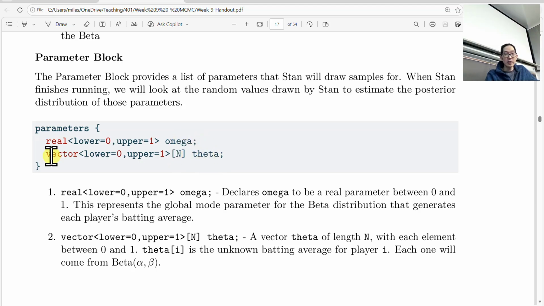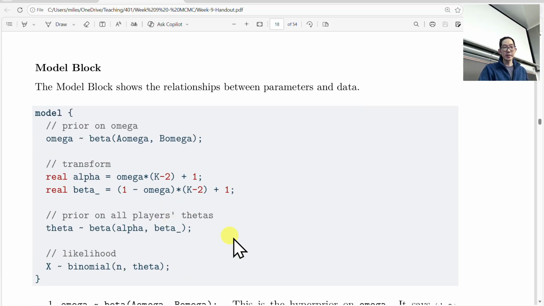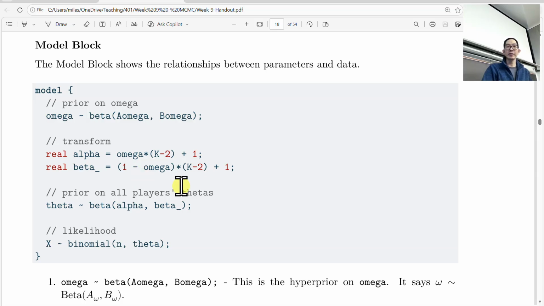Theta itself is a vector because we've got 8 different values here. So we're going to look at the random values drawn by Stan to just get a sense of these things. Omega is a real number between 0 and 1, and theta is going to be a vector of values there. And then the model is, how is everything related?